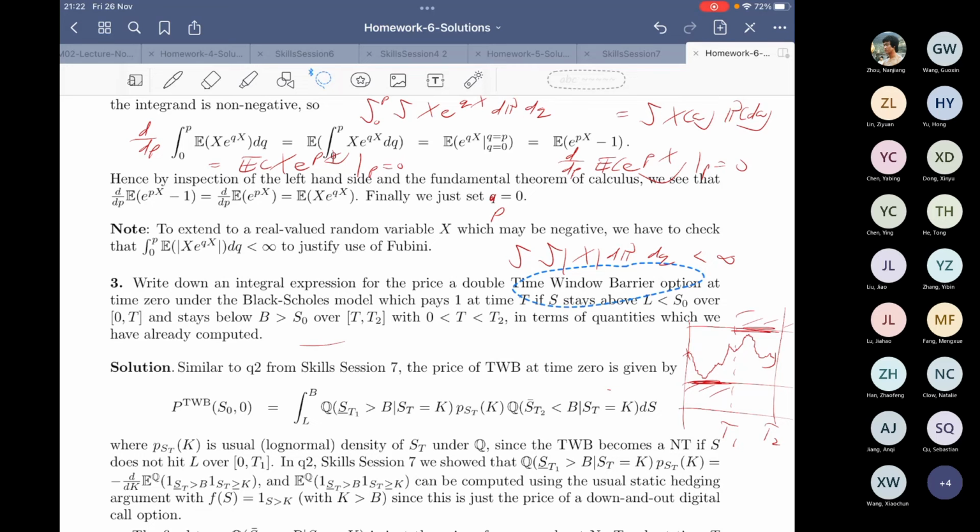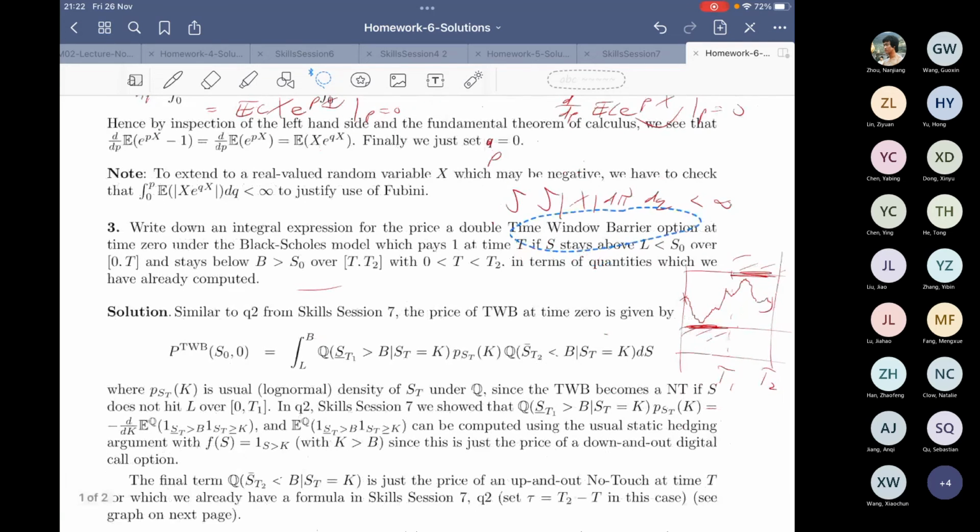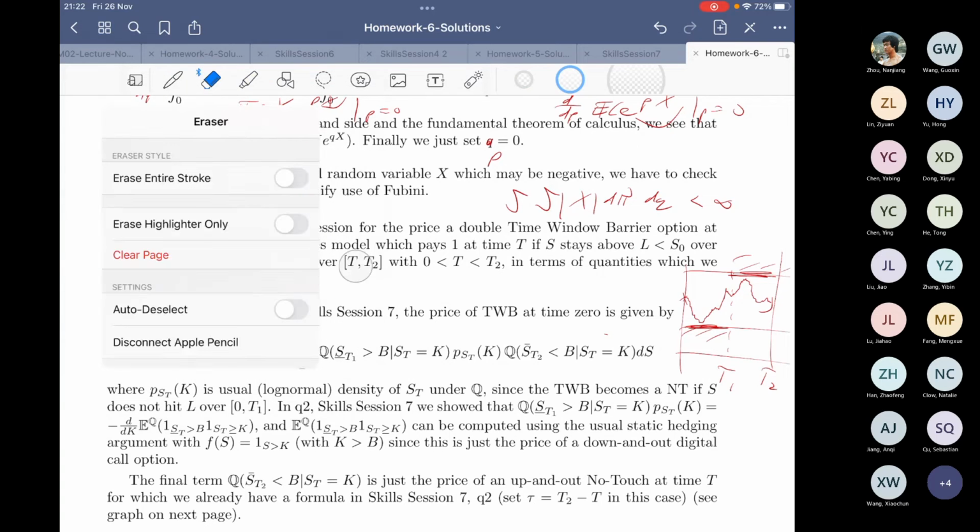So how do we price these things? It's similar to question 2 from skills session 7. I assume that was last week, I can't quite remember. Oh goodness, the pen is really playing up there. Maybe I need to charge the pen. Okay, the price of the time window barrier.